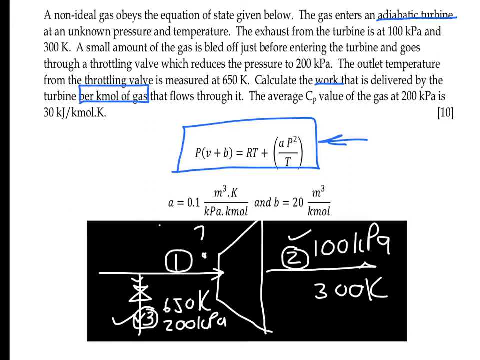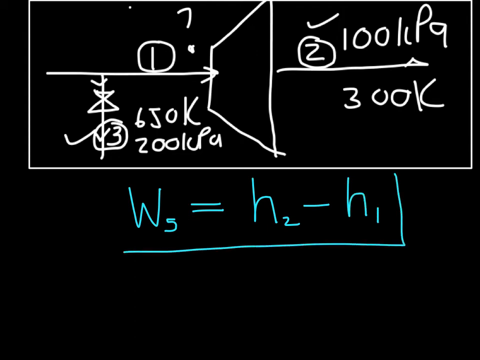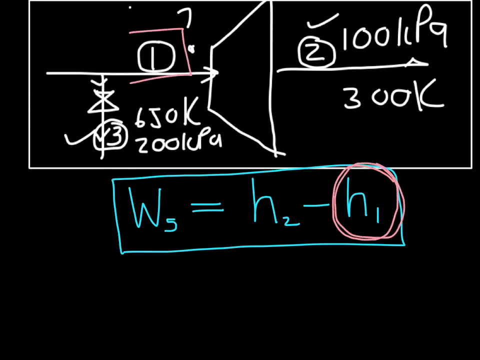We have a restriction in terms of the data that we have available, since the CP value of the gas is only available at 200 kilopascals. From our energy balance over the turbine, steady state, adiabatic, we should all realize that the work that we are interested in can be calculated by H2 minus H1. And that will give us an answer of work per kilomole of the gas. However, we do not have any information at this state of the gas.